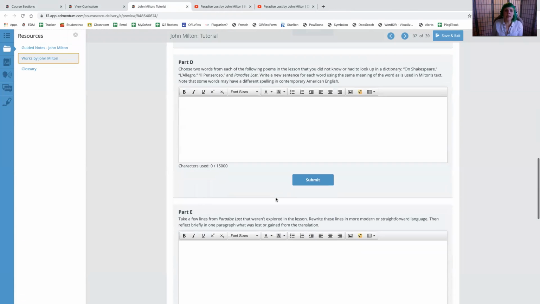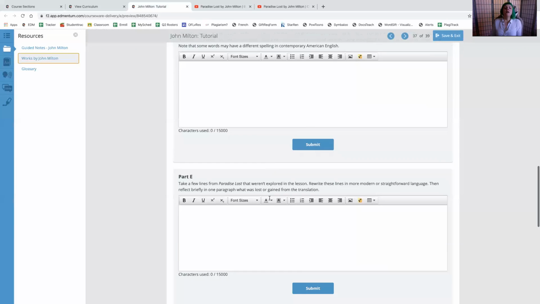That's part C. Part D is one of your own thingies. You have to pick 6 total words. Actually, 8 total words, and then write sentences. So 2 from On Shakespeare, 2 from the other poems, 2 from Paradise Lost.